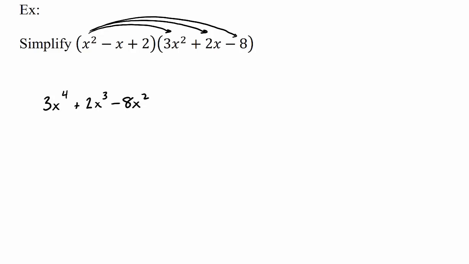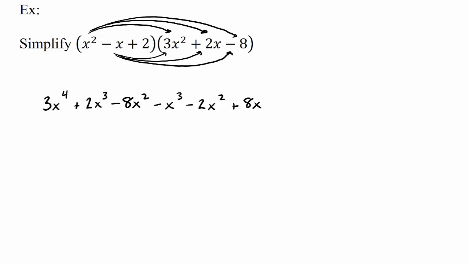Now I'm going to move on to the minus x, and I'm going to distribute the minus x over each of these terms. So a negative times a positive is negative, and then an x times an x to the power of 2 is x to the power of 3. A negative x times a positive 2x is a minus 2x to the power of 2. And the last term here is negative x times a negative 8. Well, the negative times a negative is a positive, and then 8 times x is just 8x.